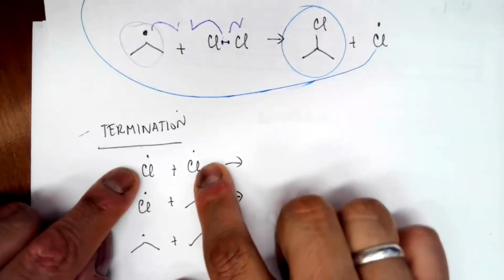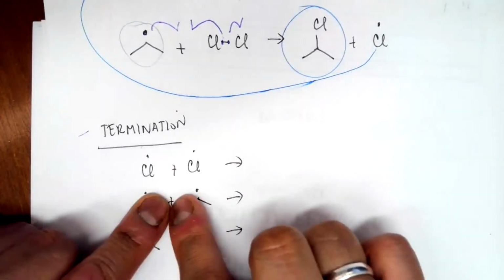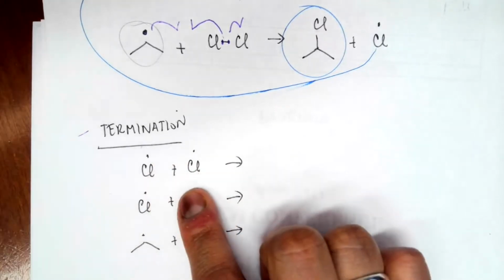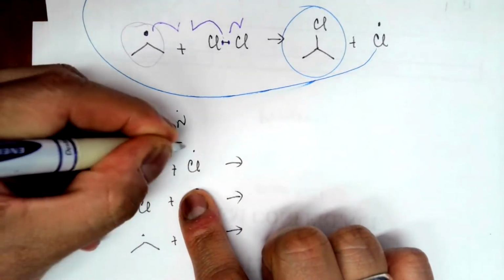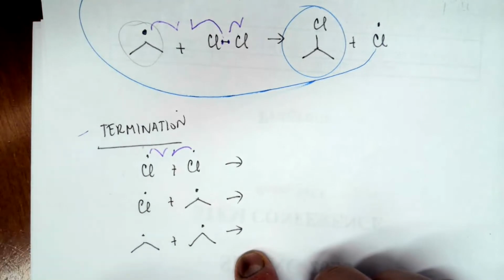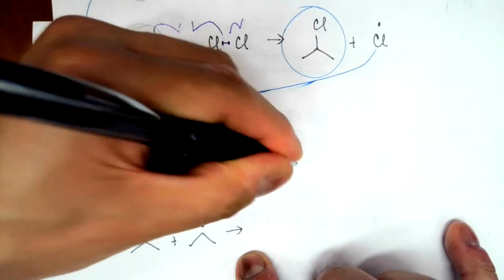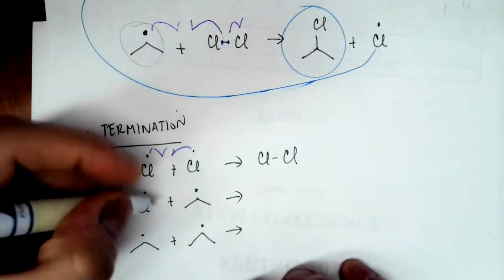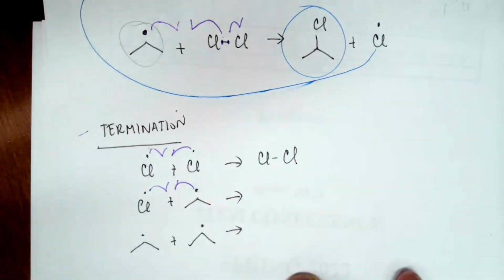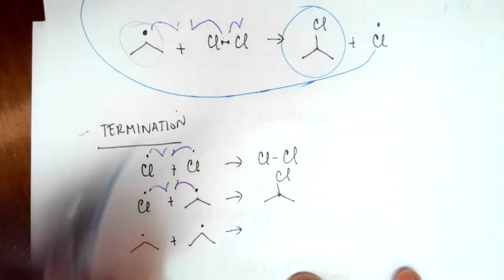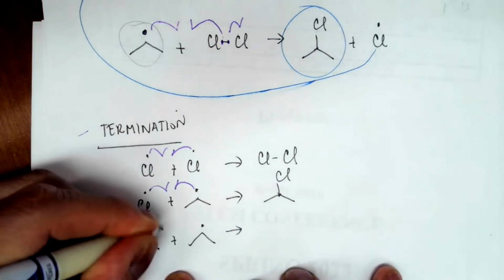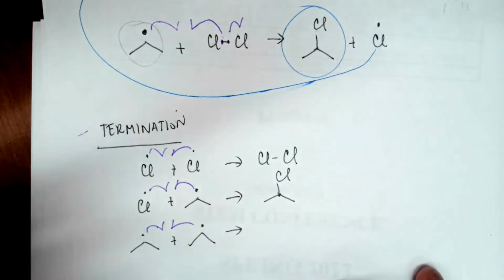I will do self-termination and cross-termination, right? So Cl radical plus Cl radical, they self-terminate, giving you Cl2. This one self-terminates, giving you actually the product. And this one will also self-terminate to give you this compound.